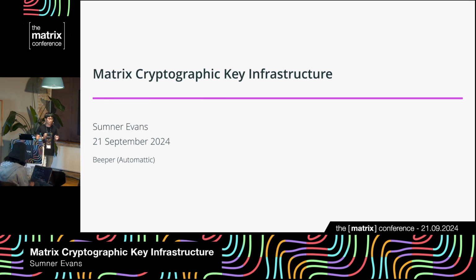So in this talk, my goal is to discuss Matrix's cryptography key infrastructure. What do I mean by infrastructure? This is all of the features which support key sharing and identity verification, but don't actually themselves provide the message security. You can kind of think of this talk as discussing the UX layer of Matrix cryptography. All of the things that we're going to discuss aren't strictly necessary for securing your messages, but without them, it would be a horrible user experience.